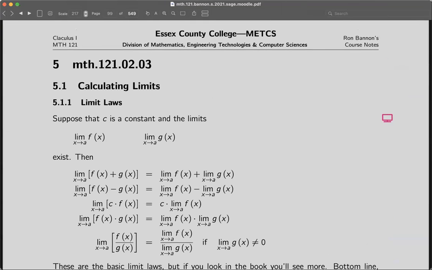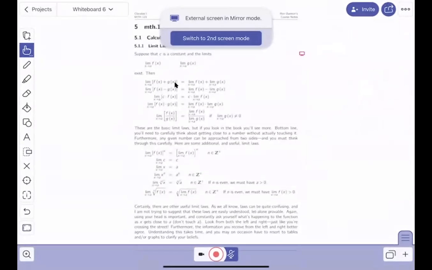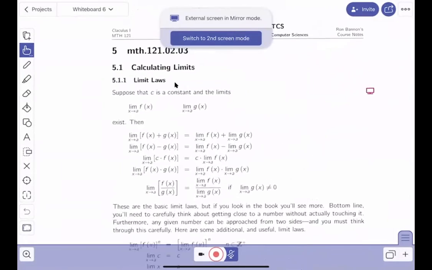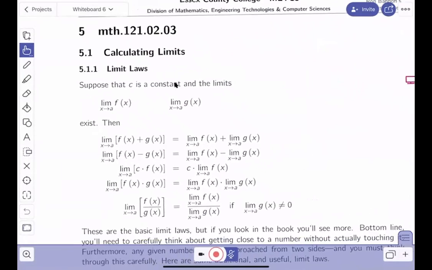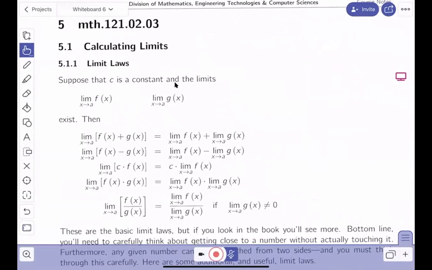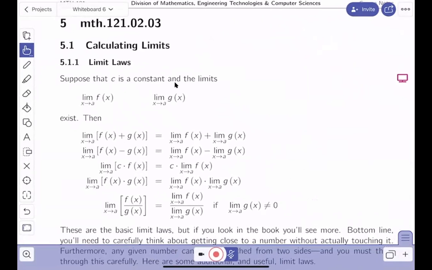I've got to get this working here. All right, you see my white screen. On the white screen, you're seeing that section that says limit laws, and we're going to read through it. I'll use my highlighter.